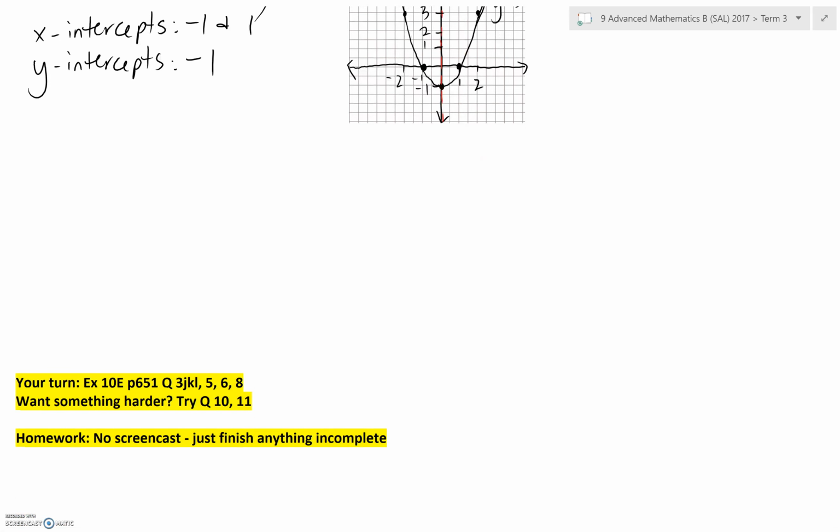So you need to do some questions from the textbook. I've also set some harder ones for those of you who are finding this too easy. Have a go at question 10 and 11. There's no screencast after this. So your job, there's one more lesson, but there's no related screencast. Your job for homework is just to finish anything you haven't done so far. And our last lesson is other nonlinear graphs, which we will look at in class. All right, see you then.